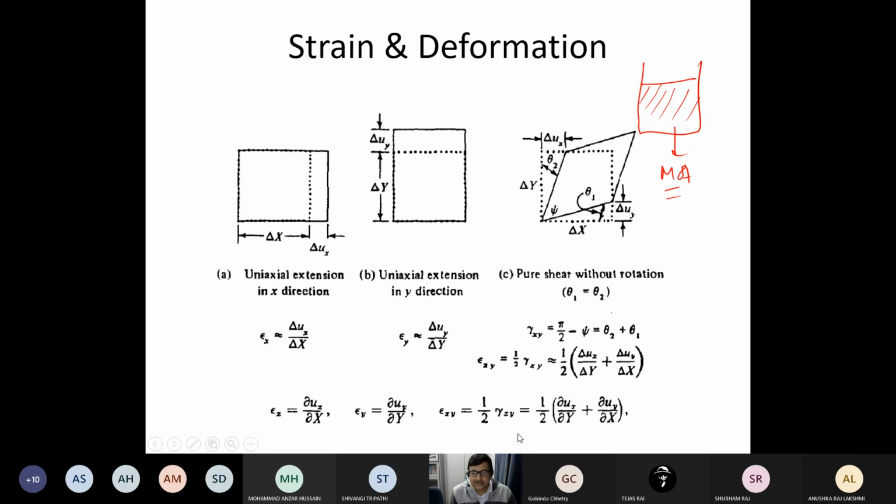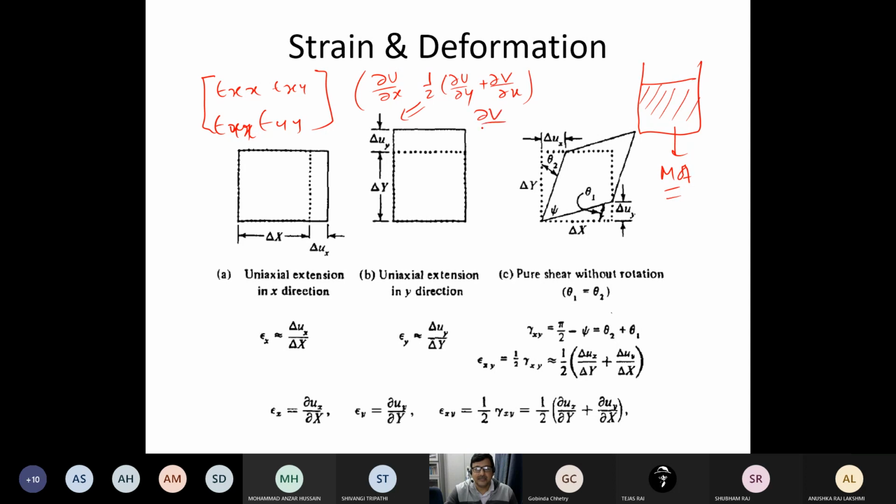Now if you look at the strain components, if I put a strain matrix like this, epsilon xx, epsilon yy, epsilon xy. Sorry, this is yx, say epsilon xy, right? If I put a strain matrix, you will find that this is nothing but del u by del x. Then this is half of del u by del y plus del v by del x. This is again the same thing in this place, and then this is del v by del y, right? So you have 4 components here.